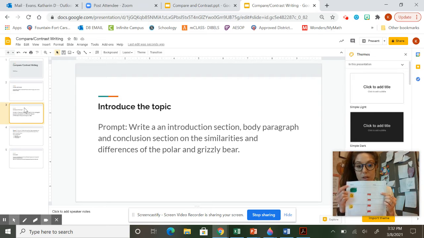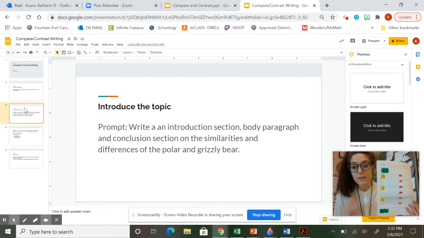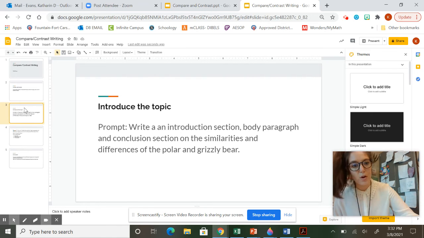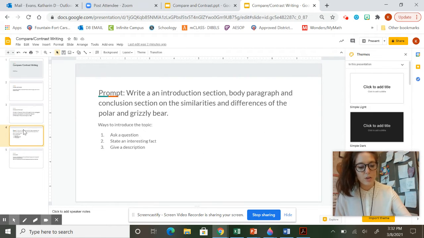We need to introduce the topic. Here's our prompt. Write an introduction section, body paragraph, and conclusion section on the similarities and differences of the polar and grizzly bear. So those two things are in your article, and now we're going to start using stars and bars to help us write about the topic, our prompt. That's our prompt. So we're introducing the topic. We're doing the green T right here.